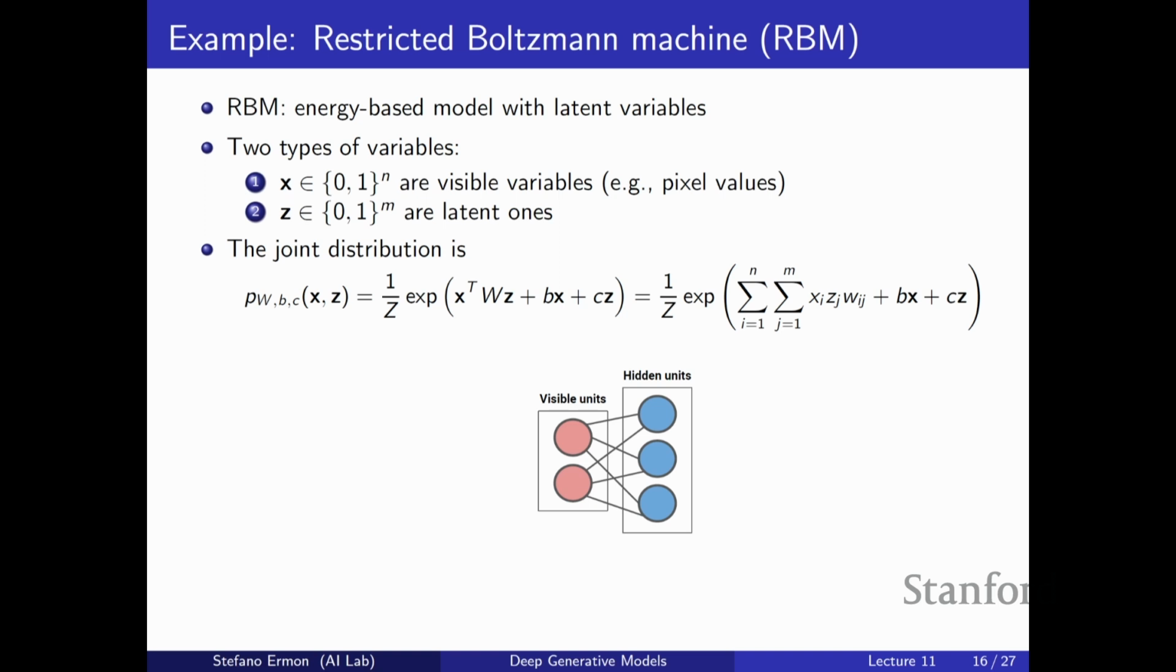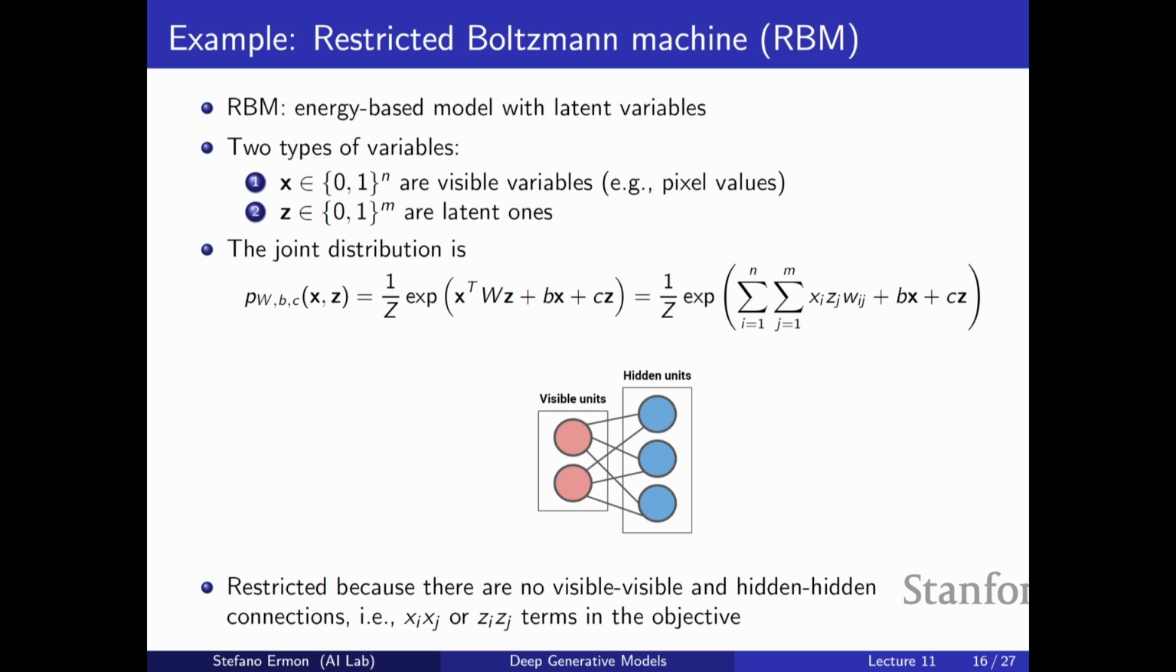It's called a restricted Boltzmann machine because in this expression there is no connection between the visible units or between the hidden units. So there is no x_i x_j kind of term in here. There are interactions between the x variables and the z variables, but not between the x variables or between the z variables by themselves.